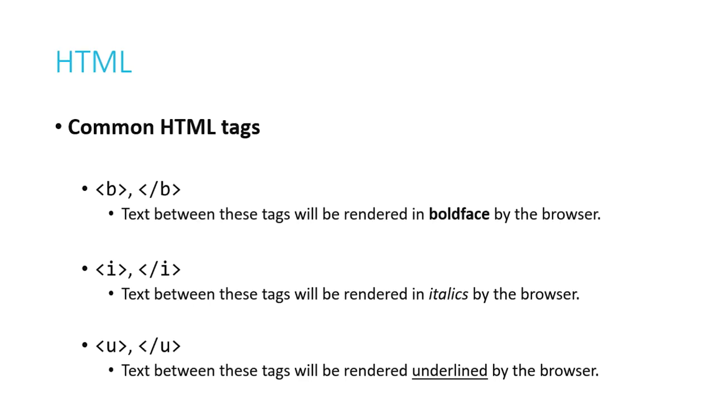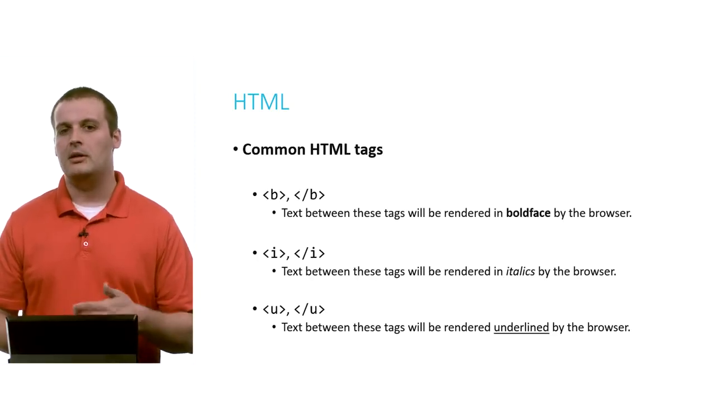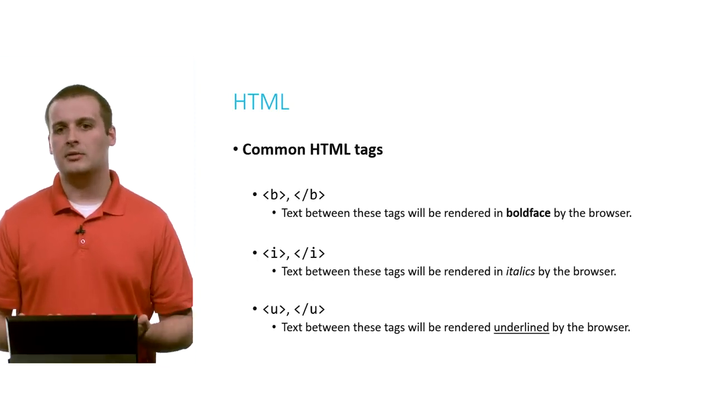So let's take a look at a couple of common HTML tags, and we'll jump and take a look at what these tags would also render as by looking at some files in my IDE. So here are three very basic tags for tweaking the visual appearance of text. There's B tags, I tags, and U tags, and respectively what they do is render the text between them in bold, italics, and underlining.